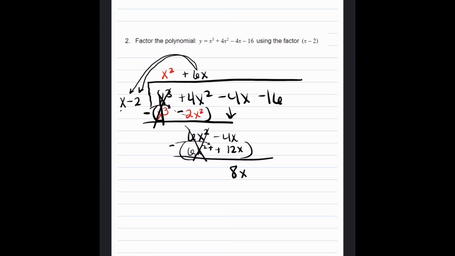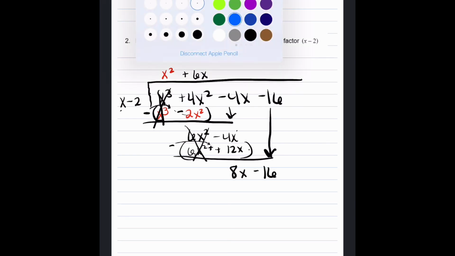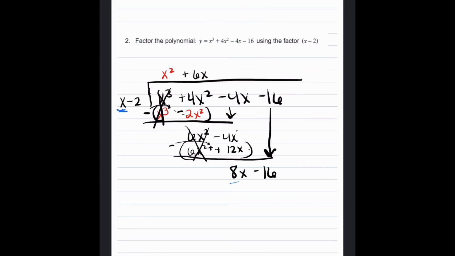So negative 4 plus 12, or you owe someone $4, then you give them 12. You gave them 8 extra bucks. Then I'm going to go ahead and bring down that last term, which is negative 16. And you look at your first terms again. What does that x need to become an 8x? It needs a positive 8. So I have 8 times x is 8x. 8 times negative 2 is negative 16, and you can see these are matching up.